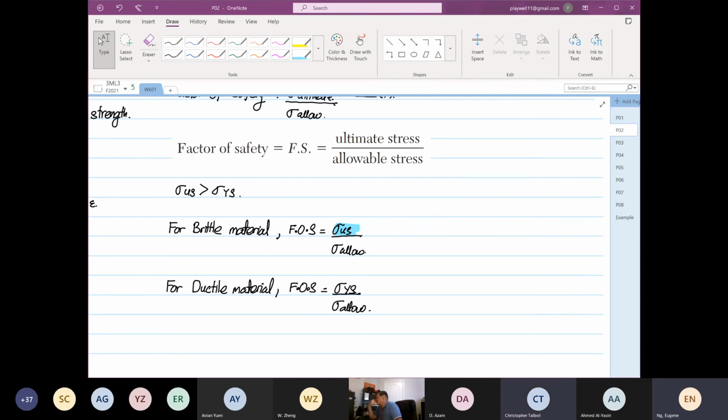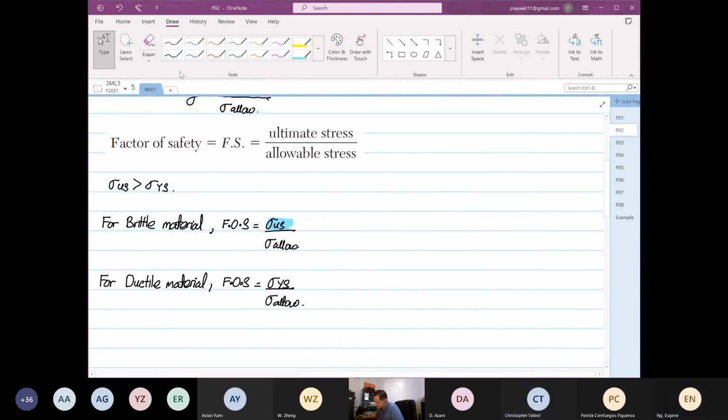Anyone, please? It's because the brittle material is very close in its yield and ultimate strength, so it doesn't matter if you use one or the other. What's your name? Patrick. Patrick, you're absolutely right. So let me draw for you what Patrick has just said.